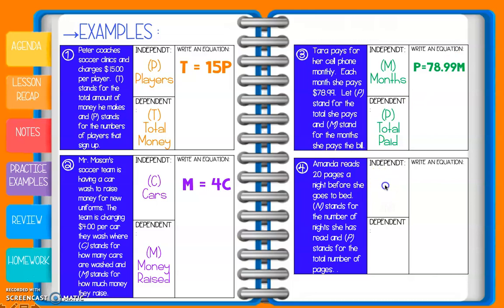So that makes N, or the nights that she reads, our independent variable, and the total amount of pages she's read, or P, our dependent variable. Okay, so the total amount of pages that she read equals 20 pages times however many nights. So P equals 20 times N.